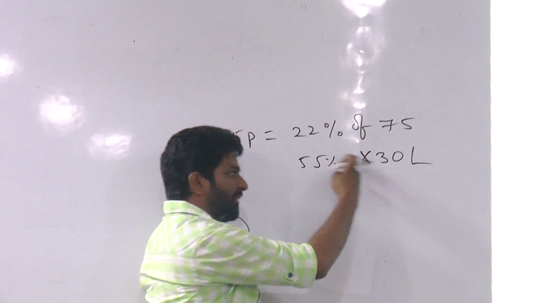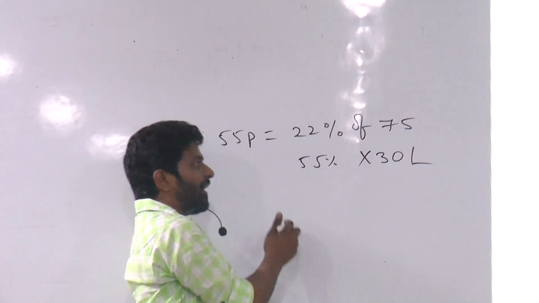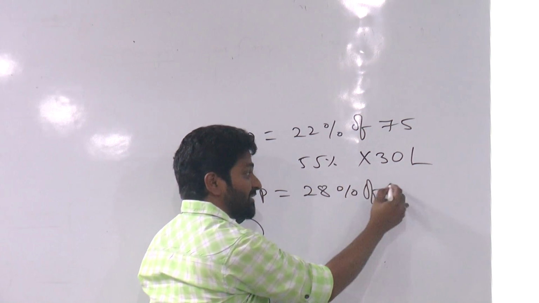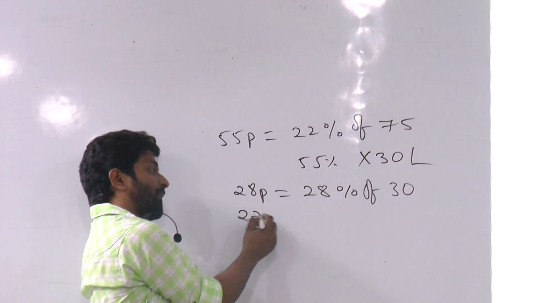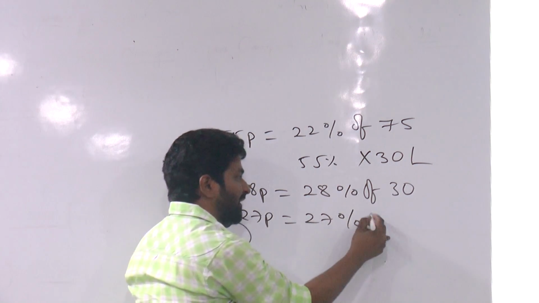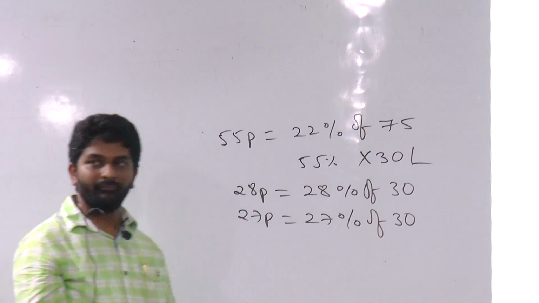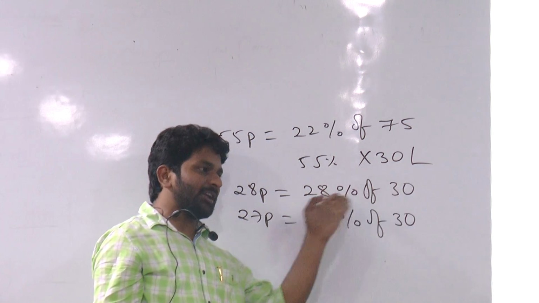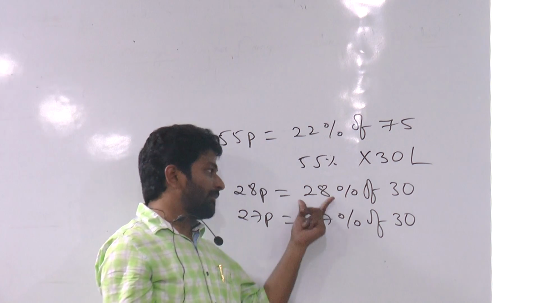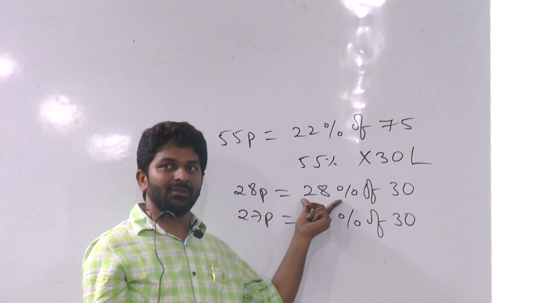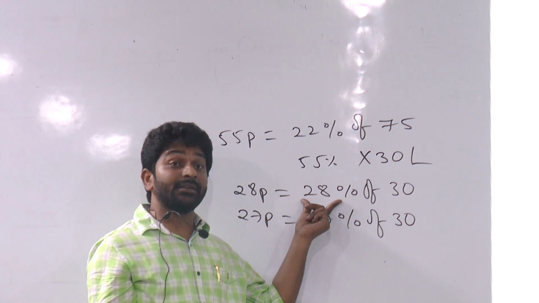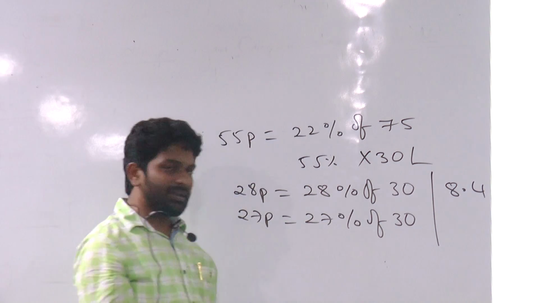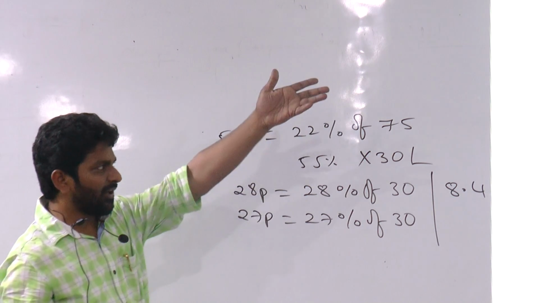55 parts is equal to 55% of 30 lakhs. Male candidates are 28 parts, which will be equal to 28% of 30 lakhs. Female are 27 parts, equal to 27% of 30 lakhs. Easy to calculate: 28% of 30 or 30% of 28, one and the same. 10% is 2.8, 3 times 2.8 is 8.4. Total males is 8.4, in terms of lakhs or whatever it is.